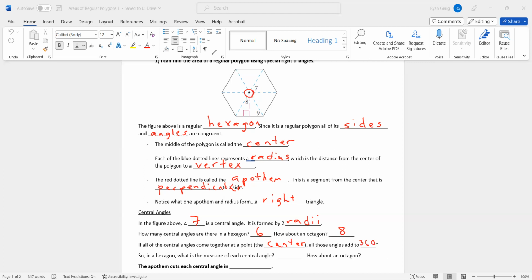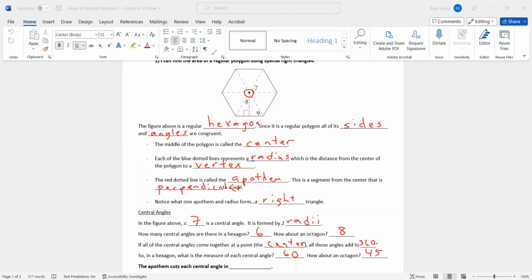So in a hexagon, like we're dealing with here, what is the measure of one central angle? Well, the whole thing's 360. There's 6 of them. Divide and you get 60. What about an octagon? Well, there would be 8. So 360 divided by 8 gives me 45.